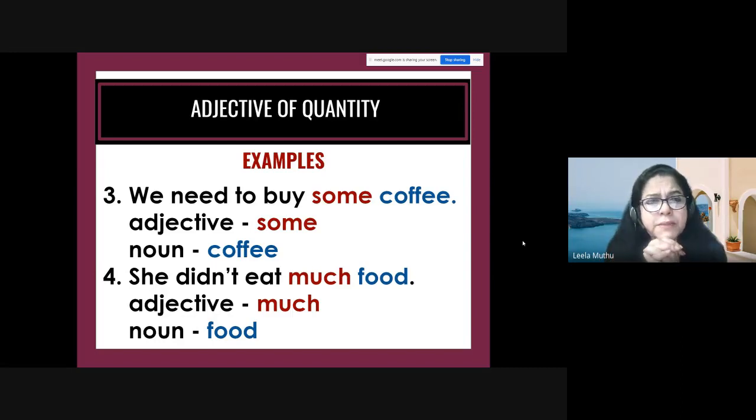She didn't eat much food. I'm worried about her. She's been eating very little food lately. How much food did she eat today? Not much. Much describes the amount of food. You cannot say one food, two food. You can say one burger, one sandwich, one ear of corn, but you cannot say much corn. You cannot use certain words in front of uncountable nouns. But in front of food you have to use much. You cannot use one or two or three or whatever.